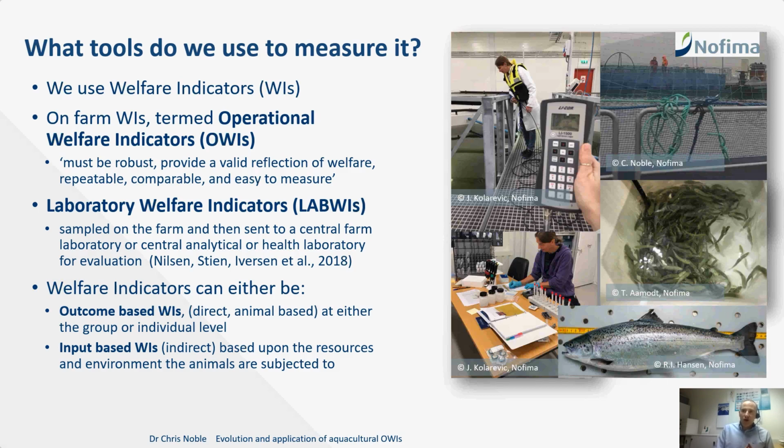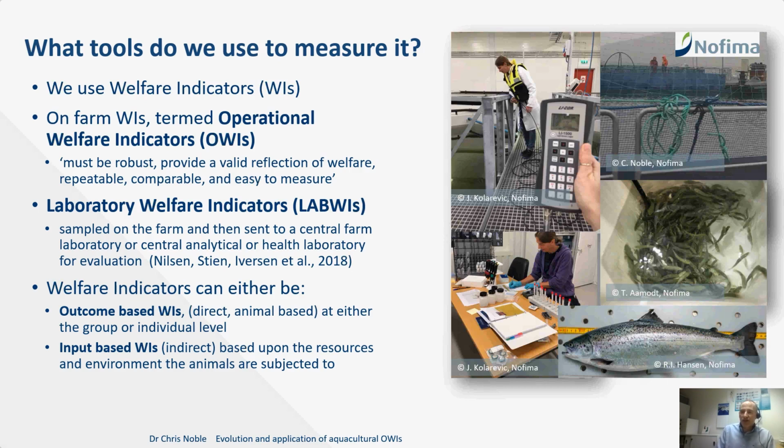You can look at operational welfare indicators. So those are suitable for on-farm use. So they have to be robust, repeatable, provide a valid reflection of welfare, comparable, and relatively easy and clear to measure. We used to say in earlier definitions that they also had to be cheap, but now I would actually say that it pays off that they're cost effective rather than that they're cheap.